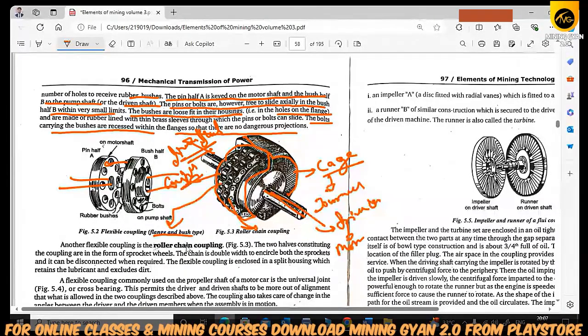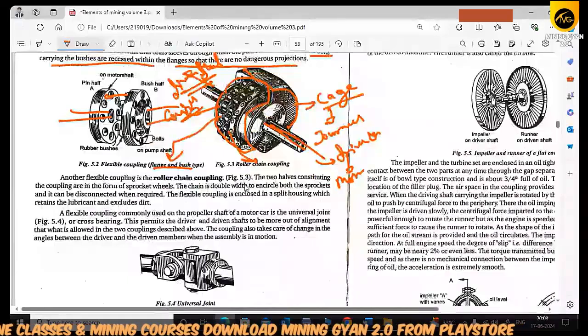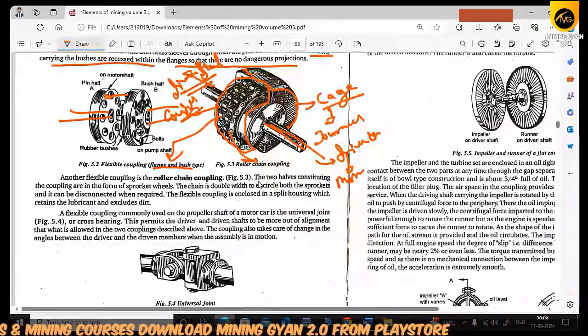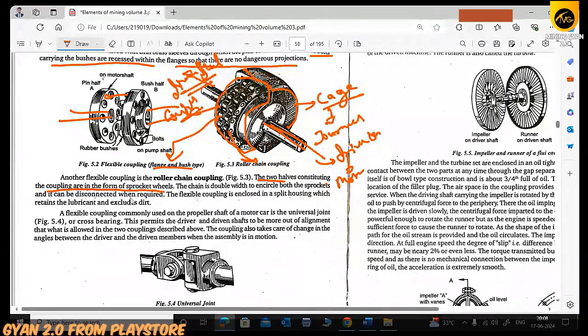The second part is the roller chain coupling. You see in 5.3, I have already explained what the roller chain coupling is. The two halves of the coupling are in the form of sprocket wheels. The chain is double width and encircles both sprockets. It can be disconnected whenever required. The flexible coupling is enclosed in a split housing to retain the lubricant and exclude dirt. This is the chain, as I already explained.